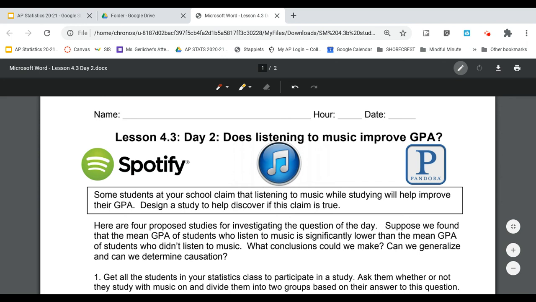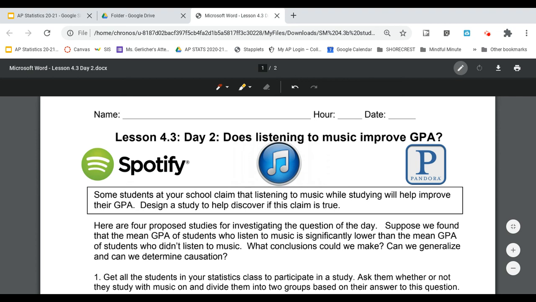So this is the asynchronous lesson for Wednesday, October 14th on lesson 4.3, day 2, or 4.3b. Again, we're skipping 4.3a or 4.3, day 1, because it's stuff that comes up later in the year. So just to save time, we're going to skip it, and we'll get to all that later on in the year.